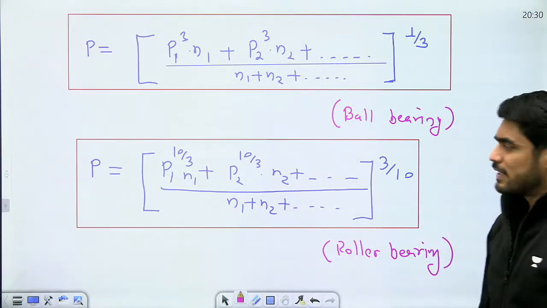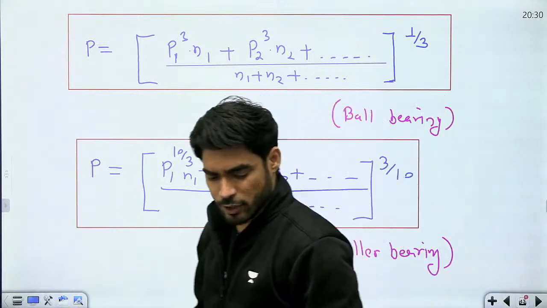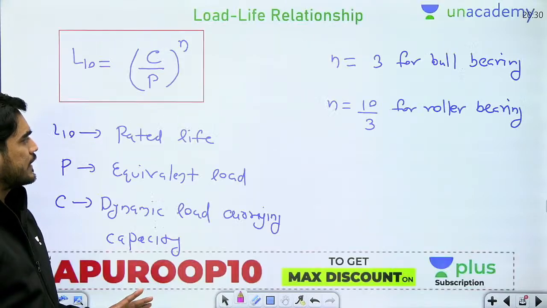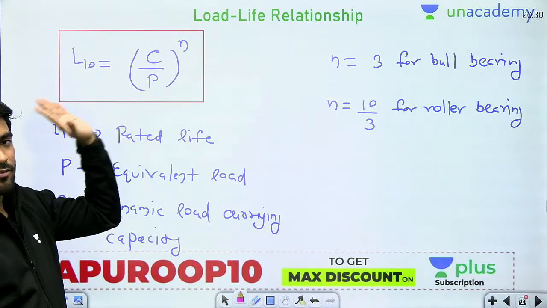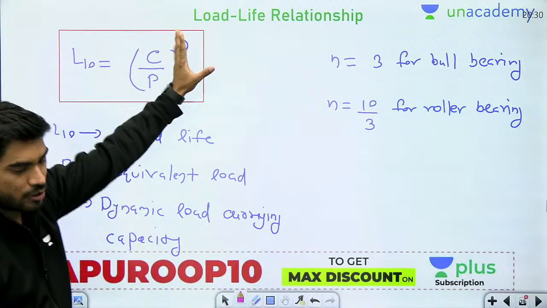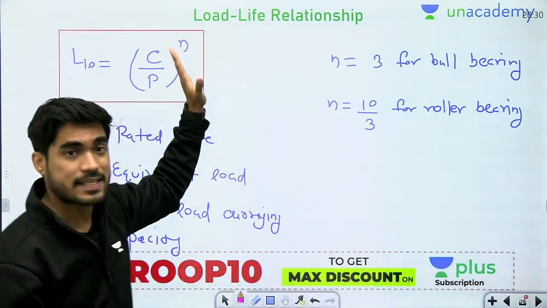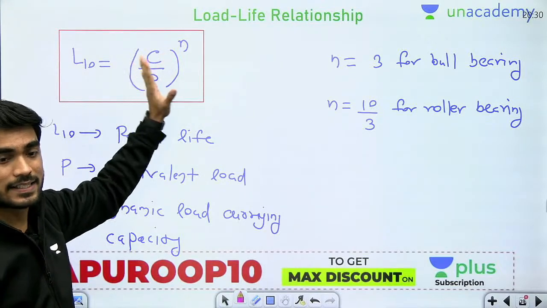Okay? But there has never been a question from this. What did I say? That till now from GATE there have only been questions from this equation, L10 equals C by P to the power n. सिर्फ इस एक इक्वेशन से सवाल आए हैं. You won't believe, जितने न्यूमेरिकल आए हैं आज तक सिर्फ यहीं से आए हैं.